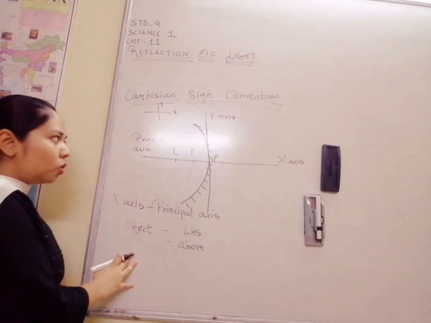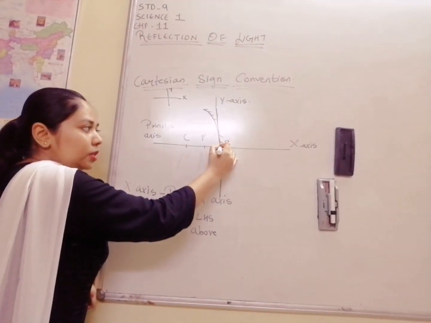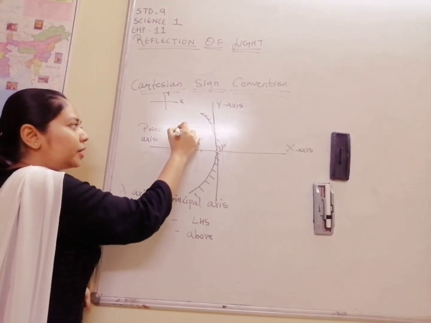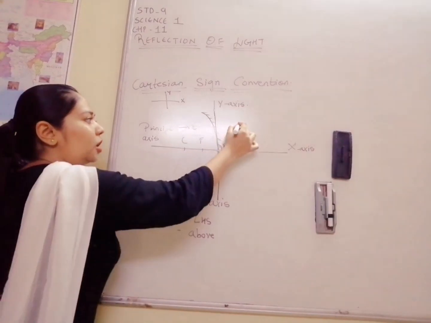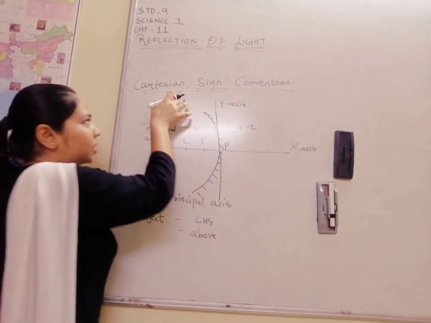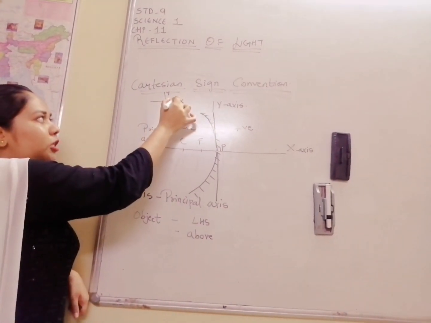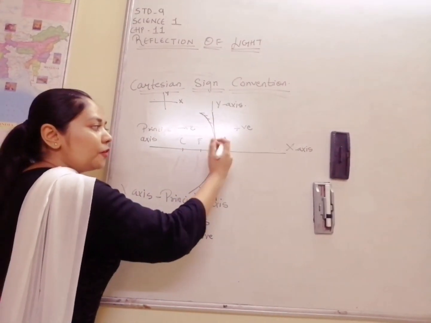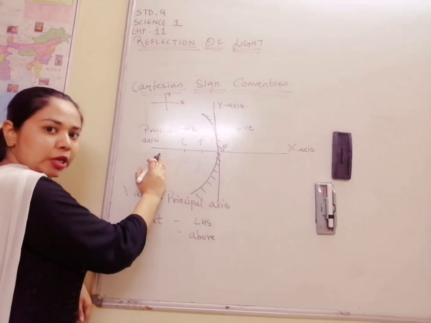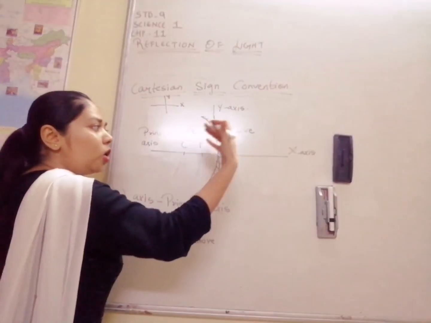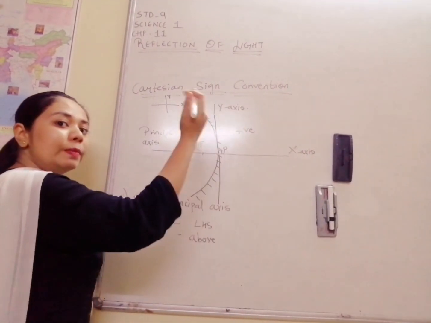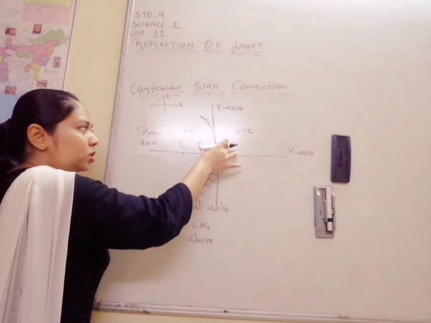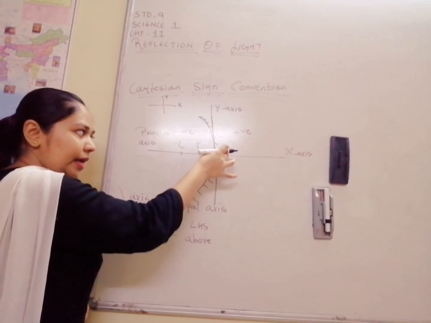Okay, so after this point P, on the left hand side, all the things will be what? Negative. And here it will be what? Positive. As you know in the Cartesian sign convention, here it is the positive x-axis and this is negative. Same here, on the left hand side of the pole, everything you take will be negative, and on the right hand side, everything which you take will be positive. Okay, same for the y-axis. This was our positive y-axis and this becomes the negative y-axis.